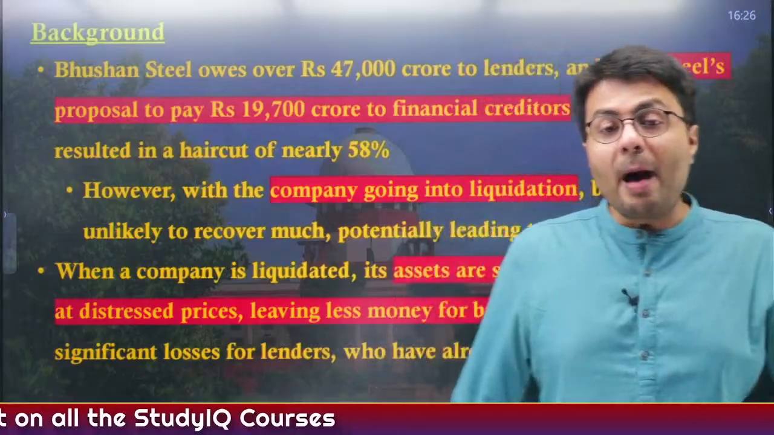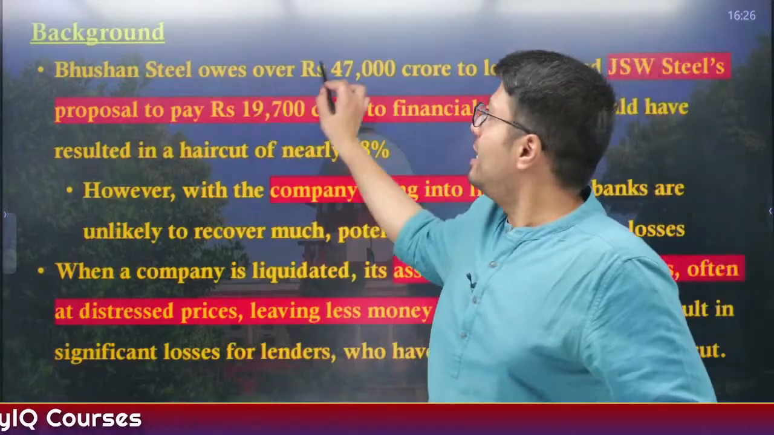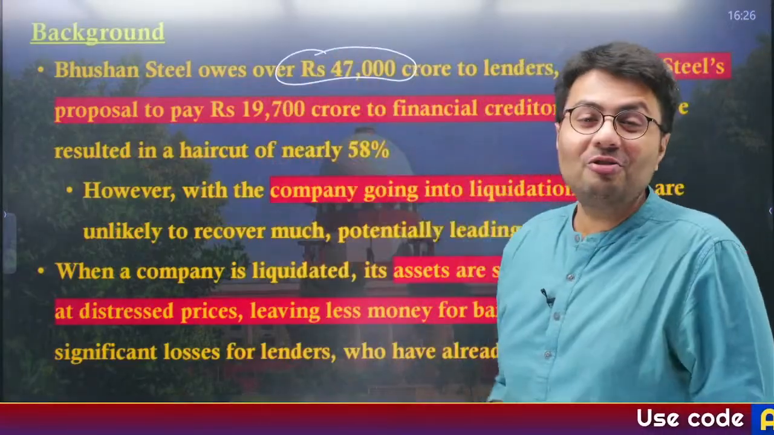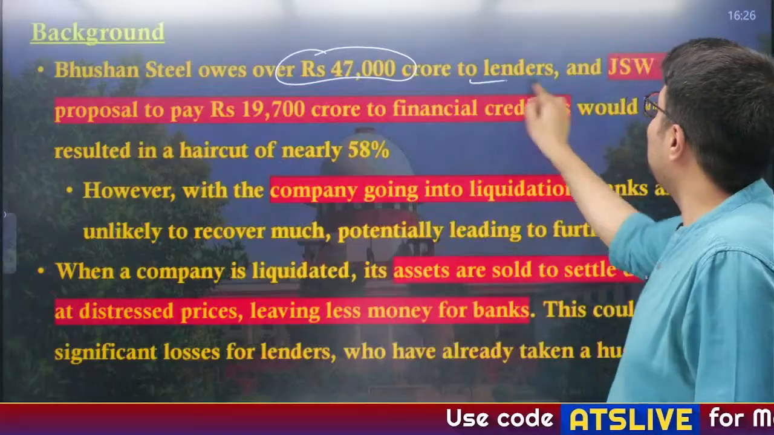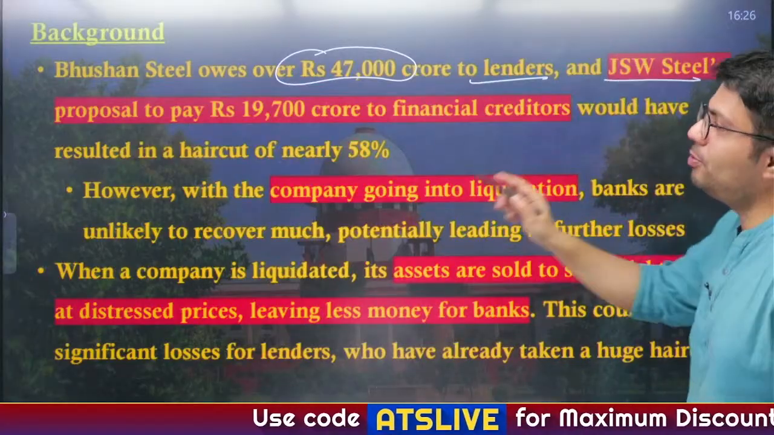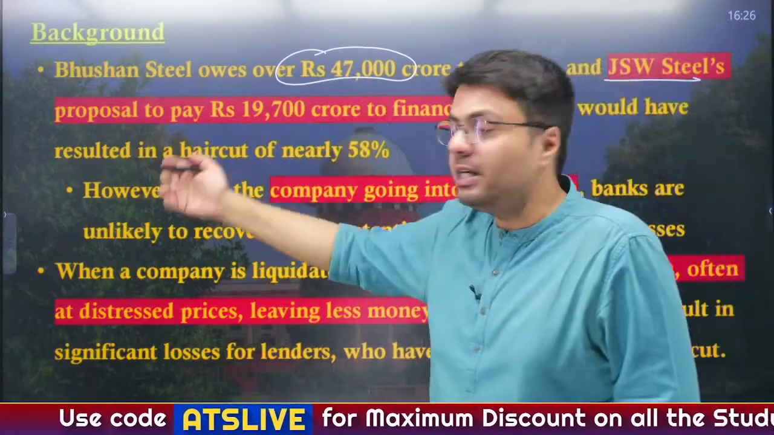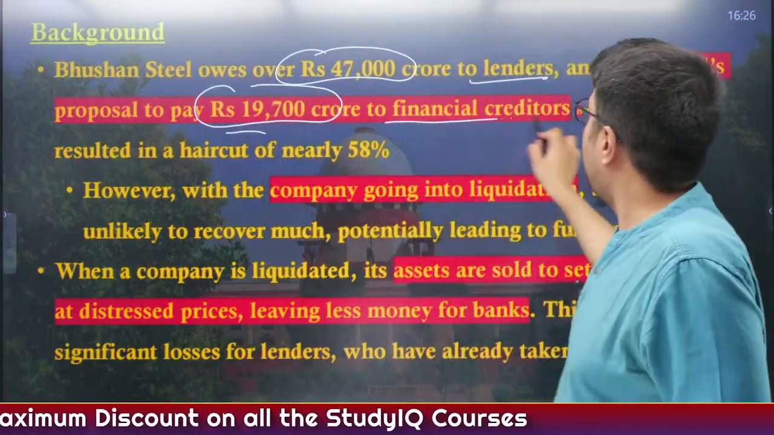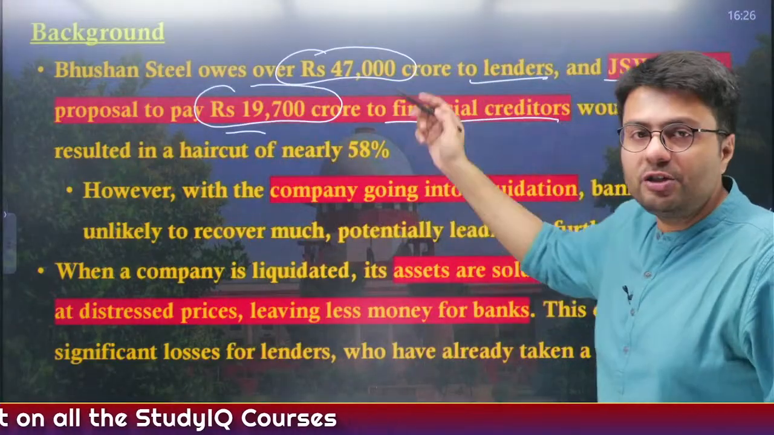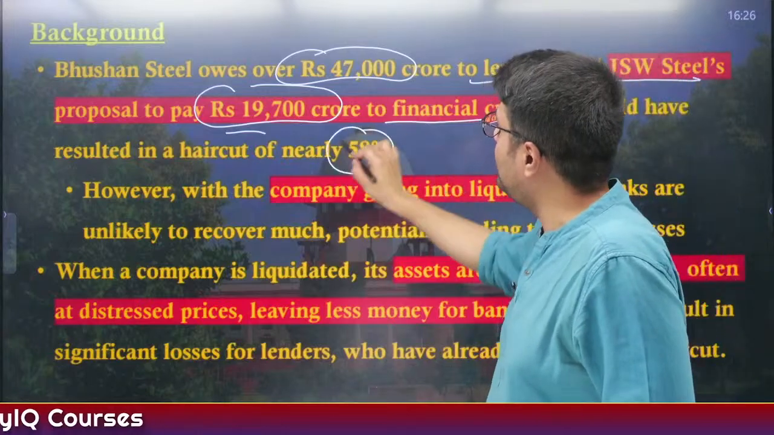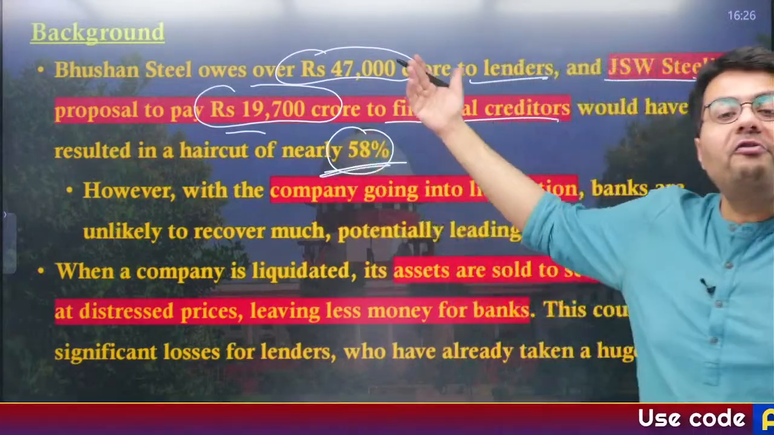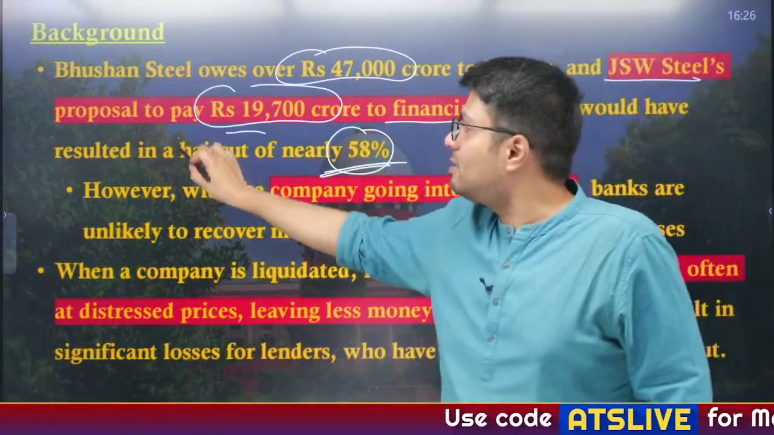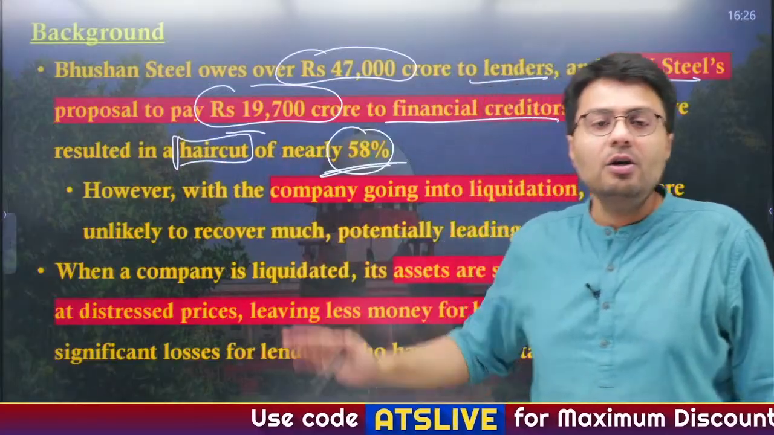Now let us see the background of this issue. Bhushan Steel owes about 47,000 crore to its lenders, that is banks, and JSW Steel had proposed in its bid that it will pay 19,700 crore to the financial creditors, which means the financial creditors would have seen a loss of 58%, which is also termed a haircut, right?